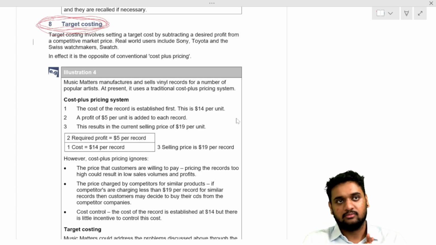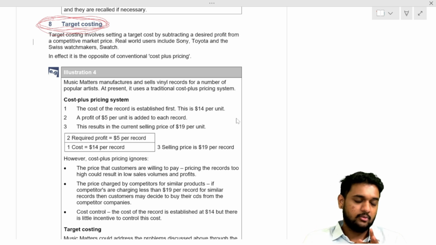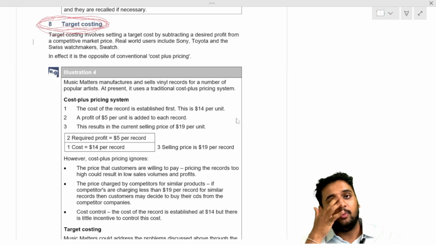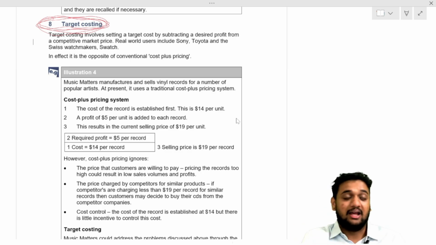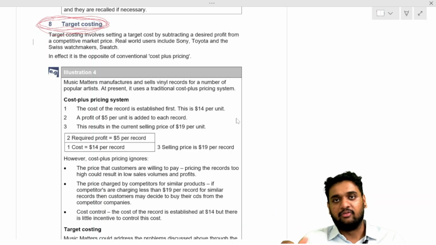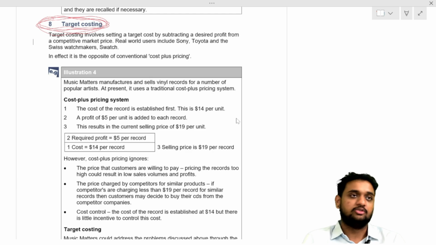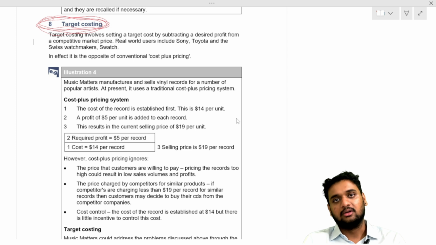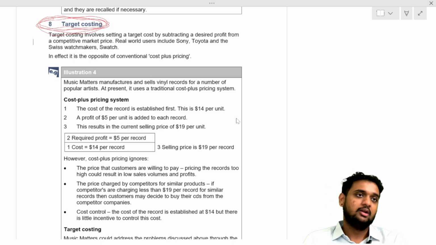I can set less than that, but the target is that. More than that I cannot set, because no one will come to me. My target profit, assuming, let it be 30 rupees. Target selling price is 160, target profit is 30 rupees. So target selling price minus target profit gives my target cost, which should be within 130 rupees. That is the target cost concept.